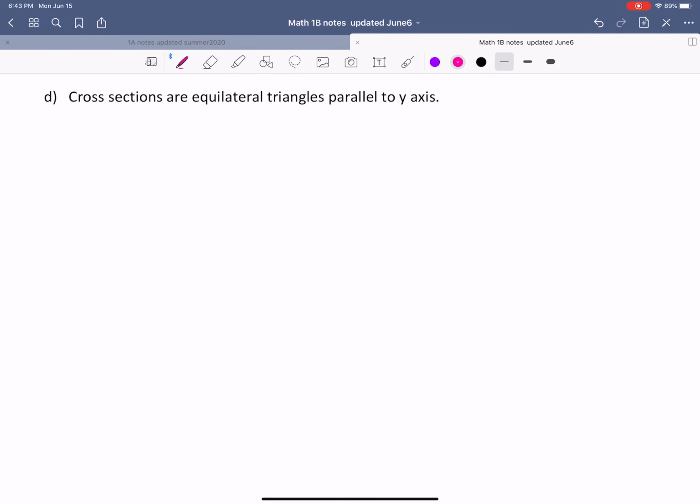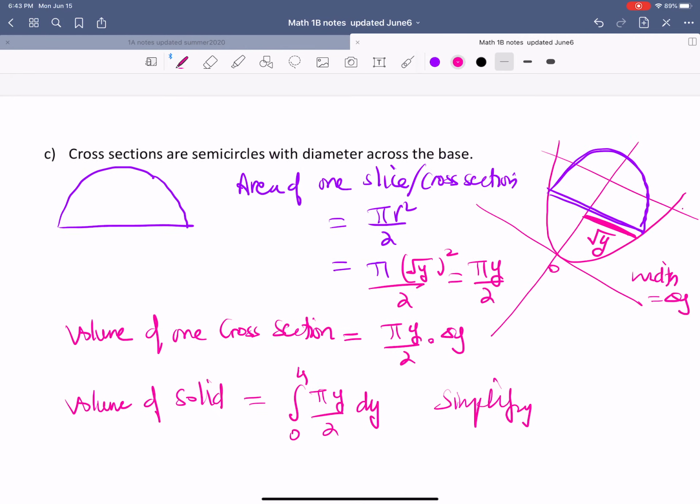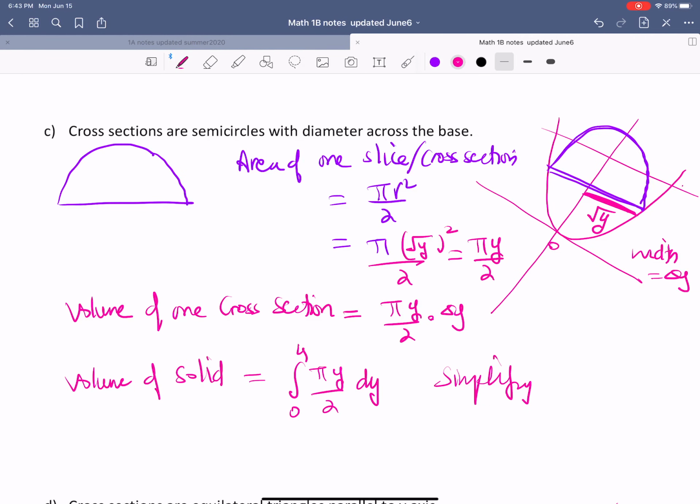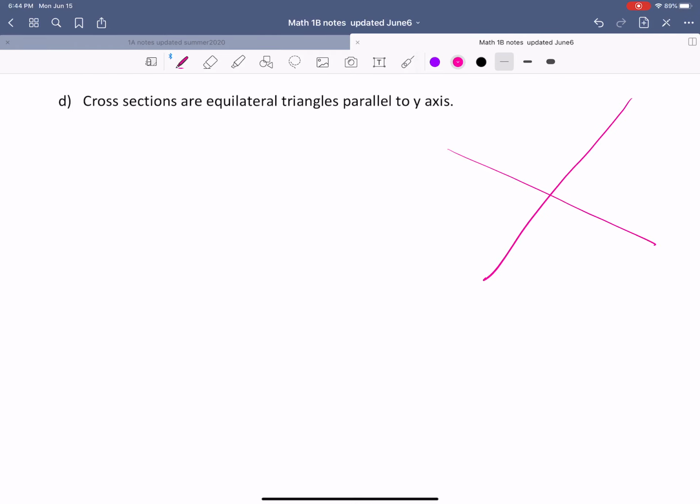Cross sections are equilateral triangles parallel to the y-axis. Okay. Cross sections are equilateral triangles. In the previous one also it should say diameter parallel. The slices are parallel to the x-axis. You should say that with every problem. I think I missed typing it. All right, cross sections are equilateral triangles parallel to the y-axis.